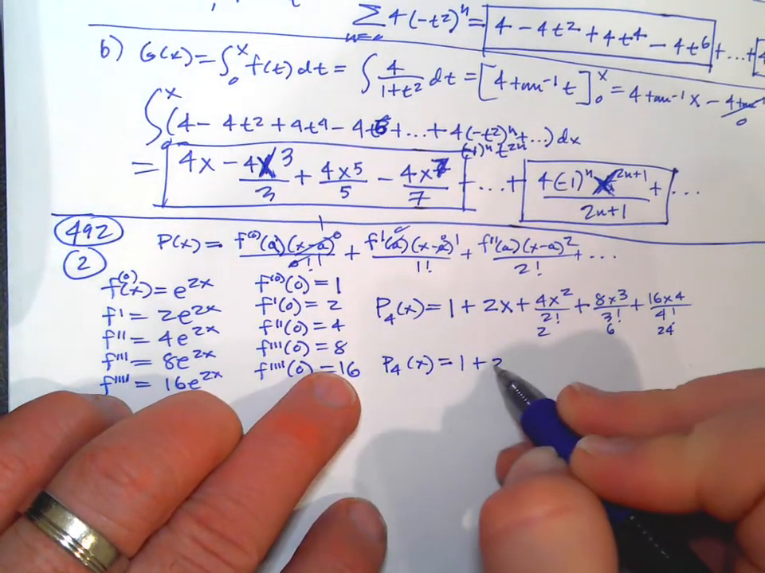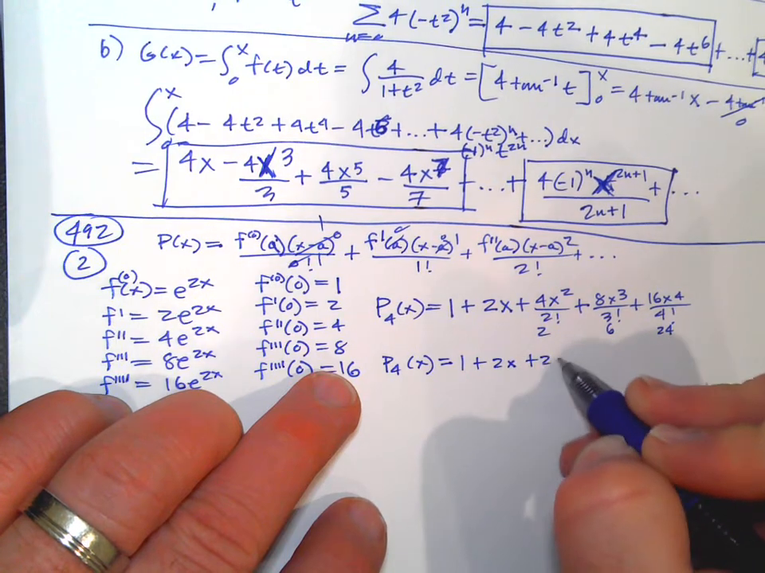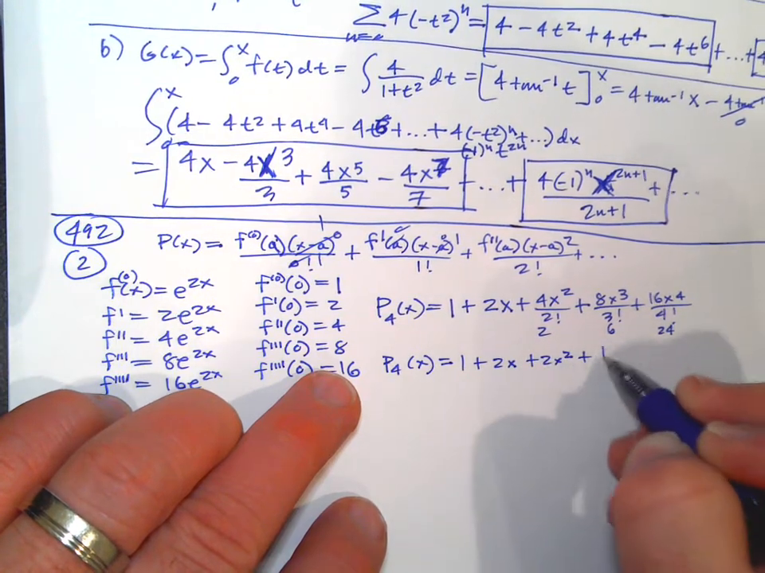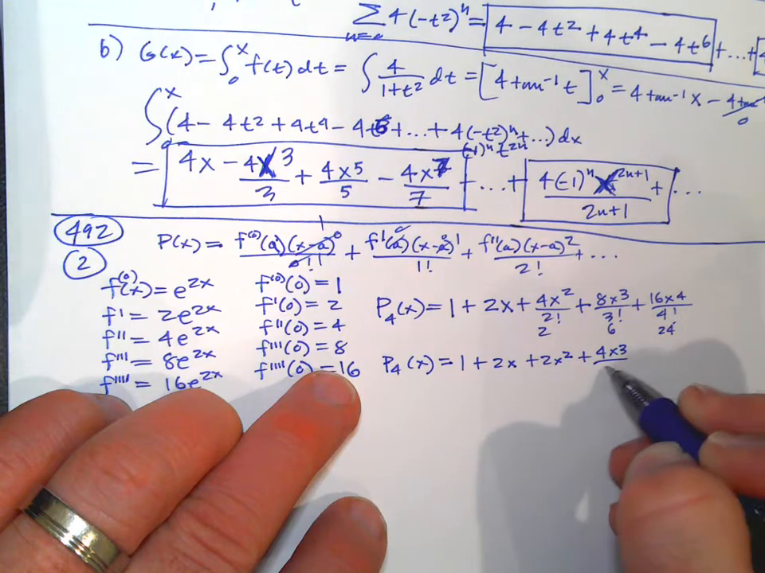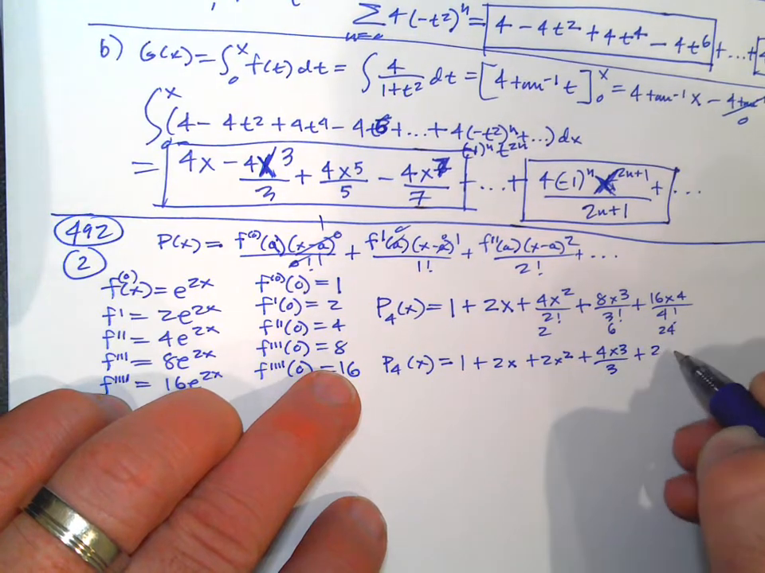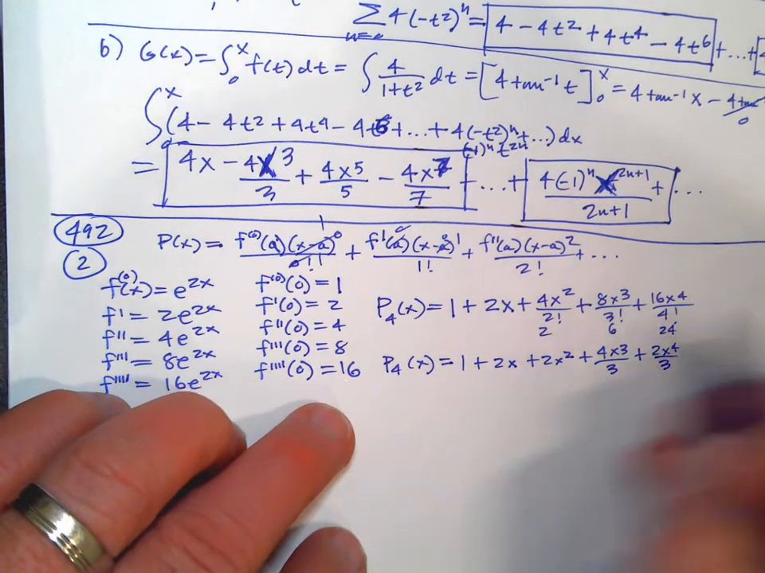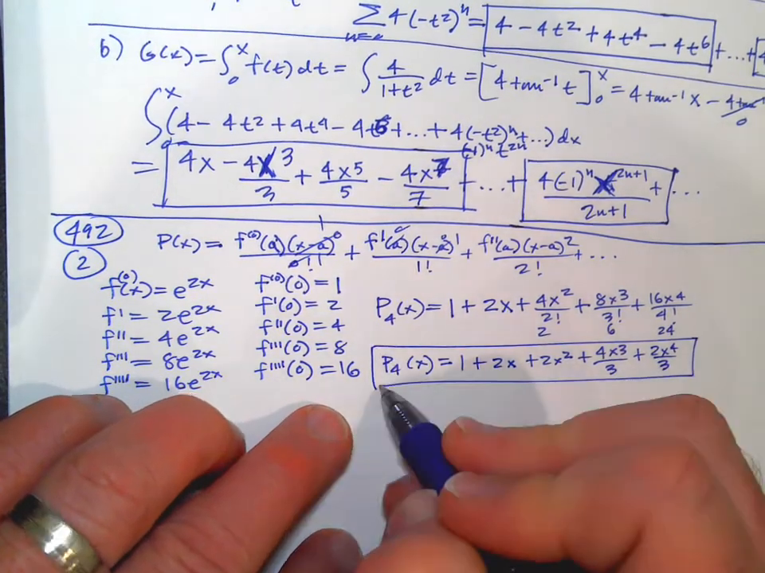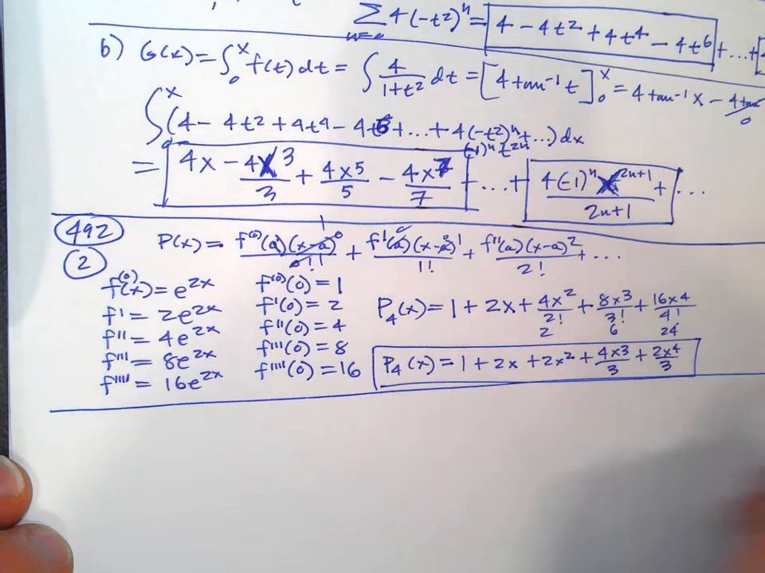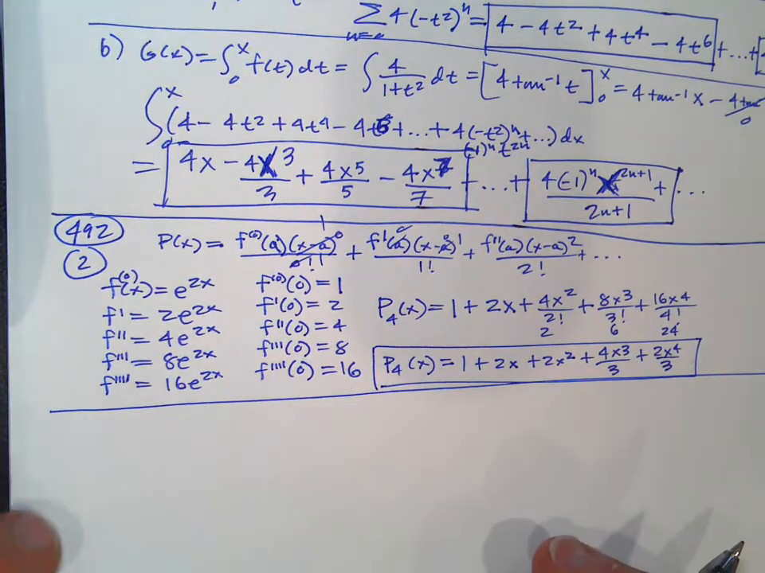1 plus 2x plus 2x squared plus 4x cubed over 3 plus 2x to the fourth over 3. There we go. Okay.